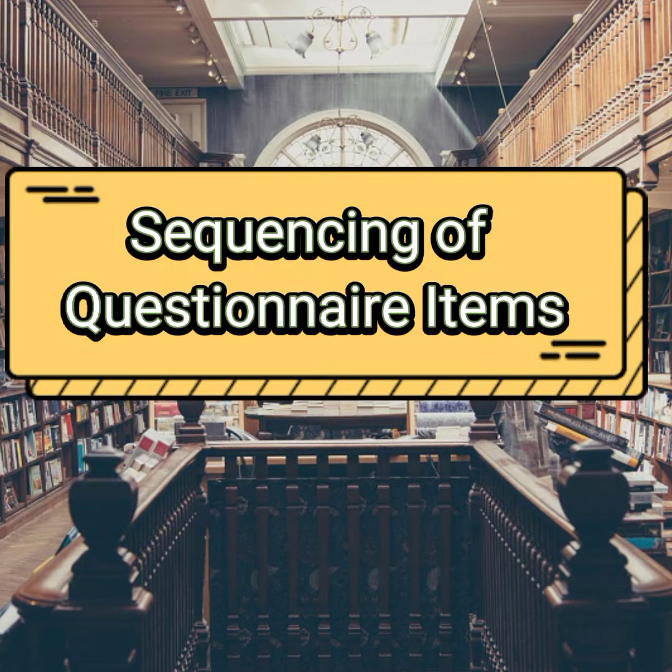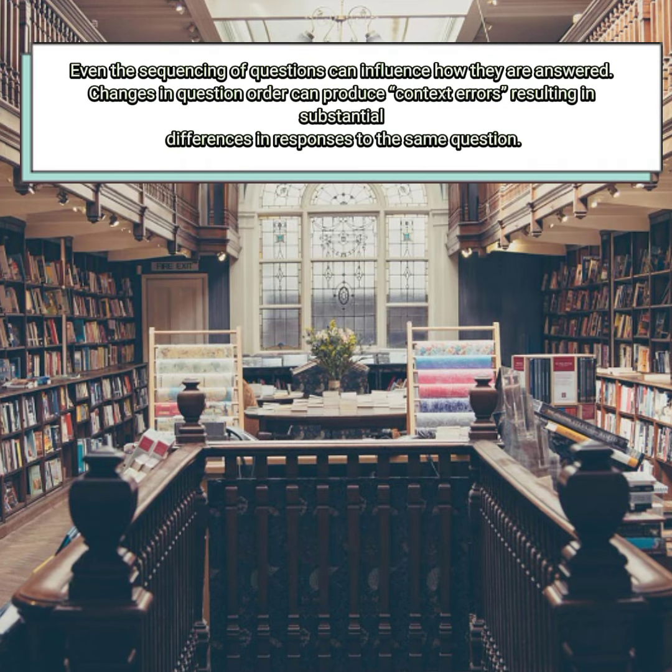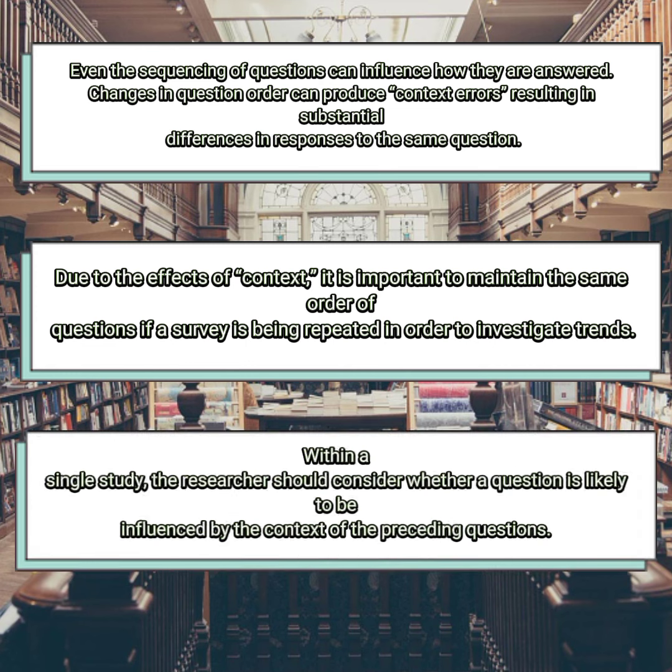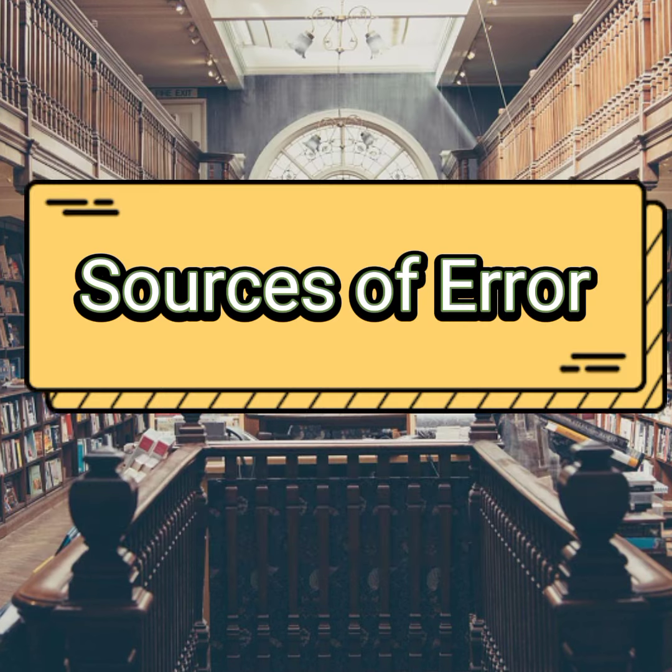Sequencing of questionnaire items. Even the sequencing of questions can influence how they are answered. Changes in question order can produce context errors, resulting in substantial differences in responses to the same question. Due to the effects of context, it is important to maintain the same order of questions if a survey is being repeated in order to investigate trends. Within a single study, the researcher should consider whether a question is likely to be influenced by the context of the preceding questions.